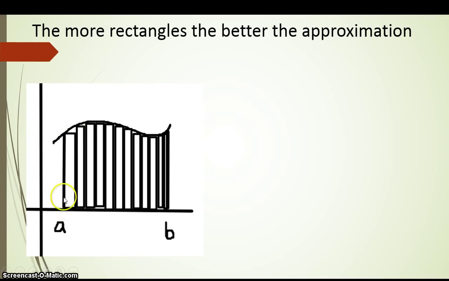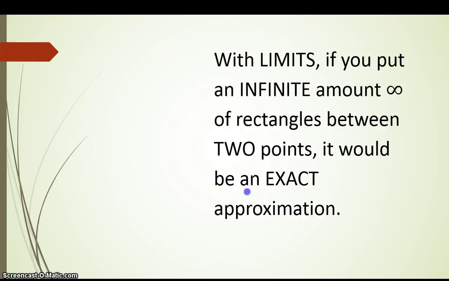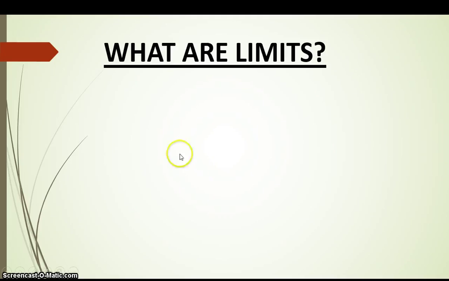But one line, we can't find the area of a line. It has to at least be a rectangle. And that's what they mean by if we find an infinite amount of rectangles and make that area infinitely small as well, we would be getting a better approximation of what the area under that curve is.